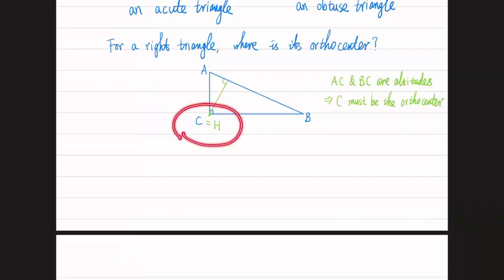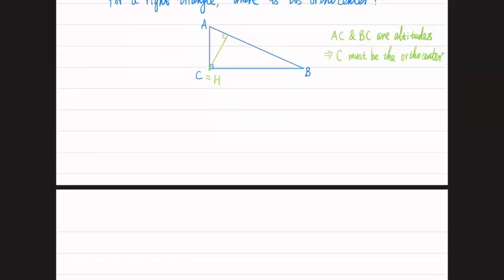Eric, do you agree? Do you have questions? Because this is the altitude from A to BC, and this is the altitude from B to AC, and this is the altitude from C to AB. They all go through this point. Okay.